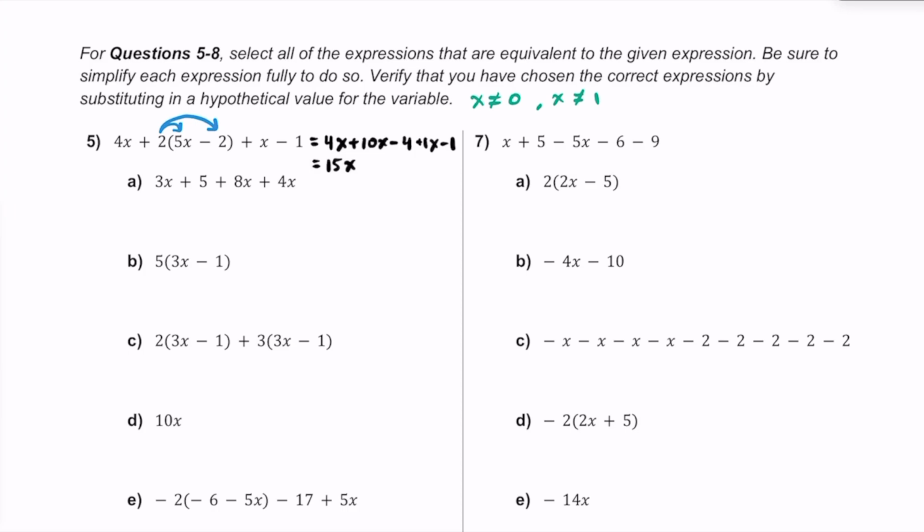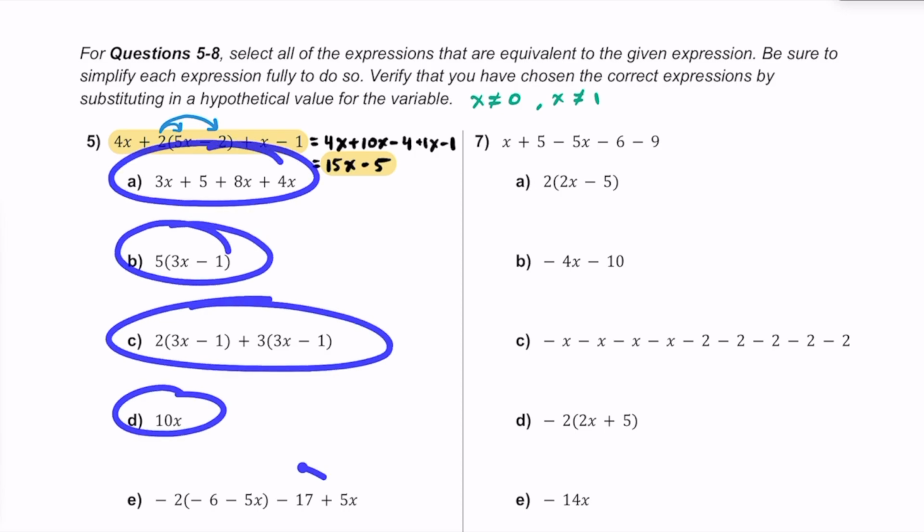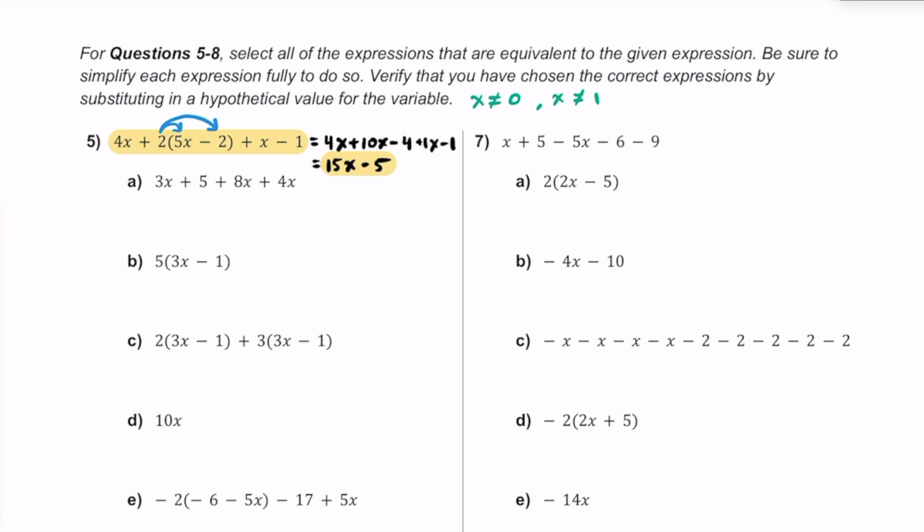And then if you take this negative 4 minus 1, that's going to be negative 5. All right, so I'm just going to go ahead and highlight our original expression here. So this is the original, and we just simplified it to 15x minus 5. So we're now going to see which of these expressions is equivalent to 15x minus 5.